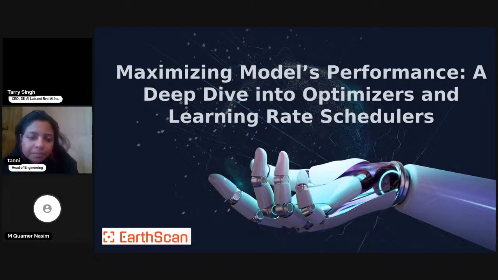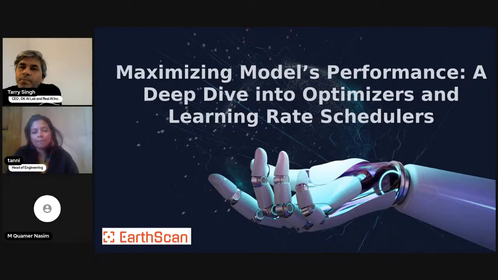So today's presentation is Maximizing Model Performance: a deep dive into optimizers and learning rate schedulers. We will be looking mildly into these two concepts of machine learning: why do we use optimizers, and where exactly do we require learning rate schedulers? These two are mostly used to maximize the model's performance and to further fine-tune it.